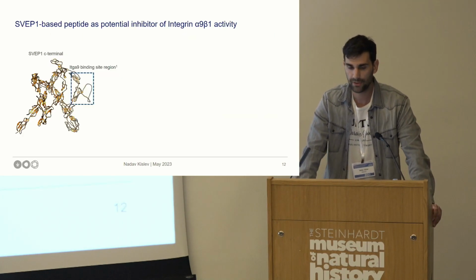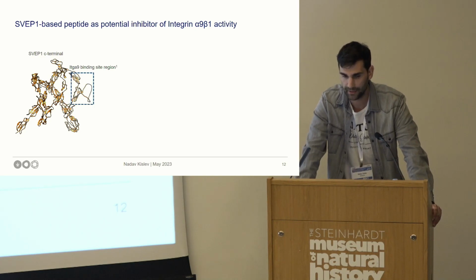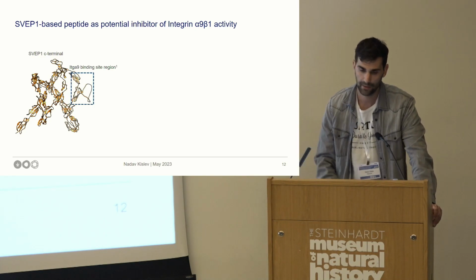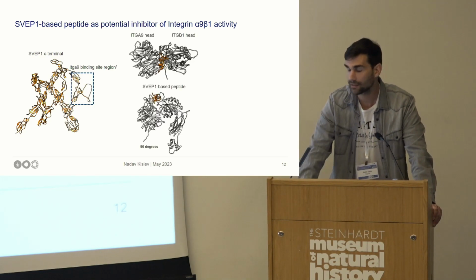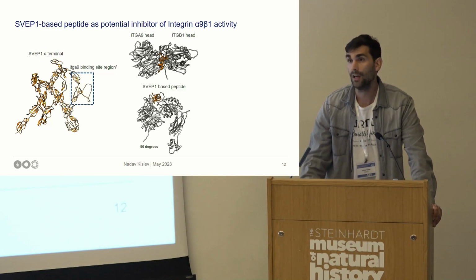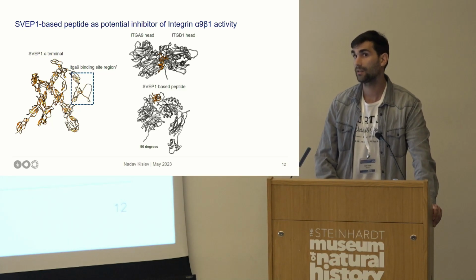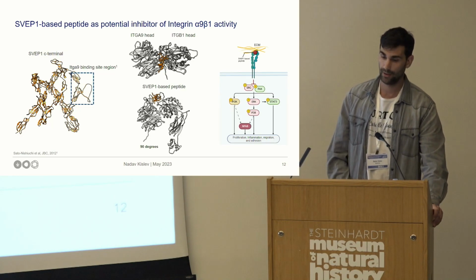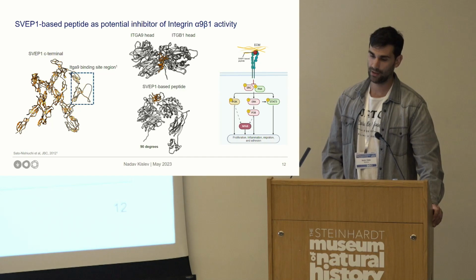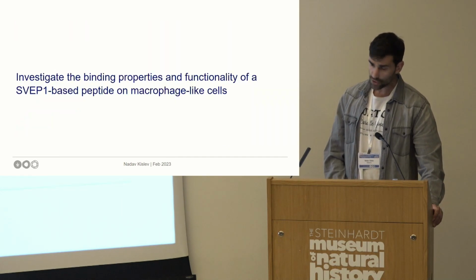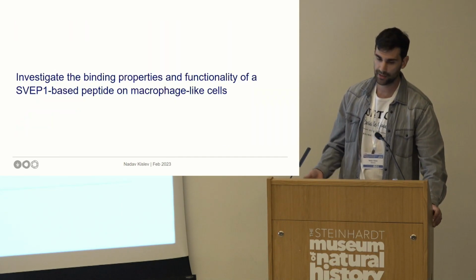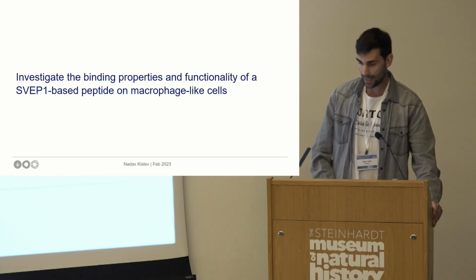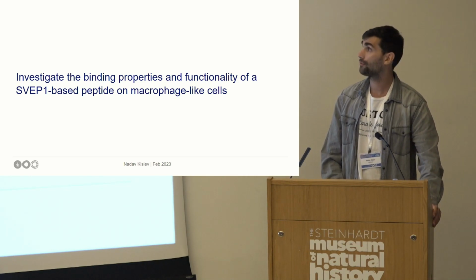Now, we know that SVEP1 has a known binding site to integrin alpha-9 beta-1, that can act independently and separately as a peptide with the potential to inhibit the integrin's pathway, of course, making it a potential and potent therapeutic target. So we used this peptide and started to study whether the peptide can act, first of all, on cells in vitro.